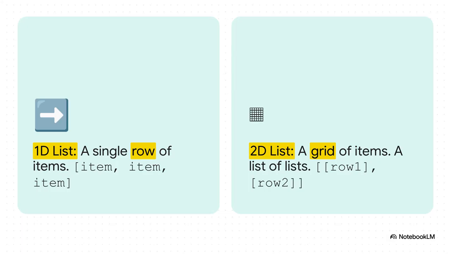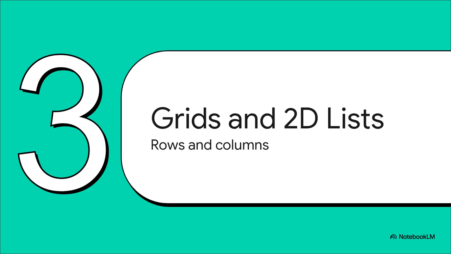Now, a single row of data is great, but what happens when your data is more complex, like a grid? This is where we take the next logical step, from a 1D list to a 2D list. And a 2D list is literally just a list that holds other lists inside of it. Let's move on and see how this builds, because with this concept, we can now handle data that looks like a table or a game board or a spreadsheet. Anything with rows and columns, really.